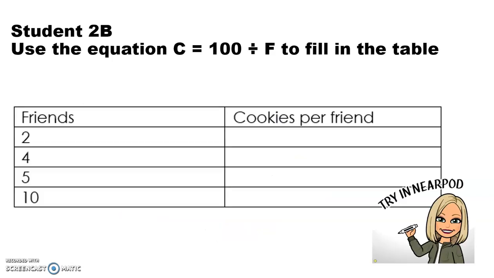Once I have that equation, I can then fill in any other values from a table. When we're reading the table, we're going to replace this number with this variable. So 2 is going to go where the F is. So here I would have C equals 100 divided by, and then instead of F, I have 2. I'll put that into a calculator. 100 divided by 2 is 50.